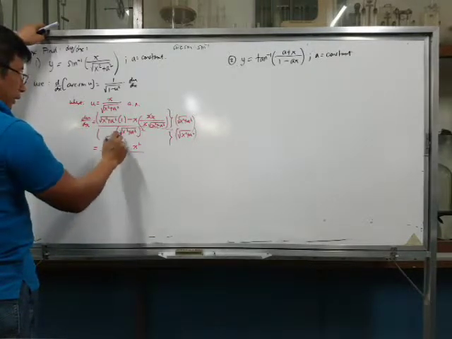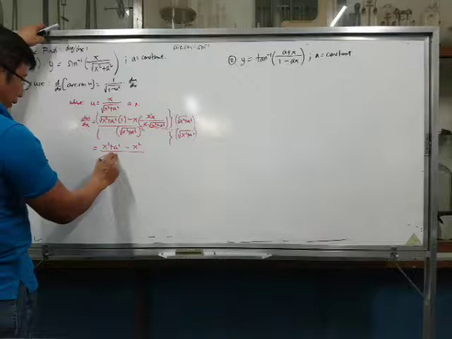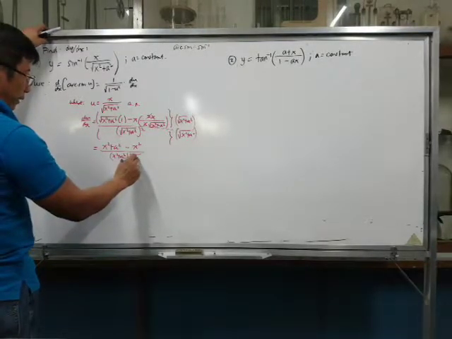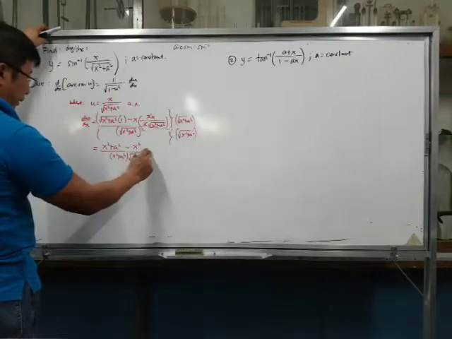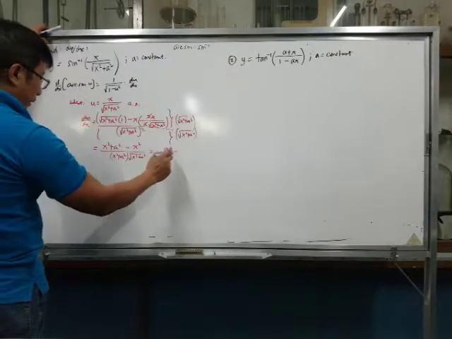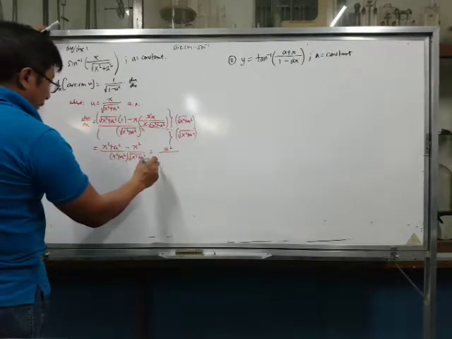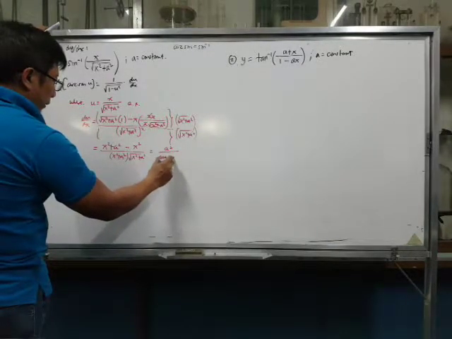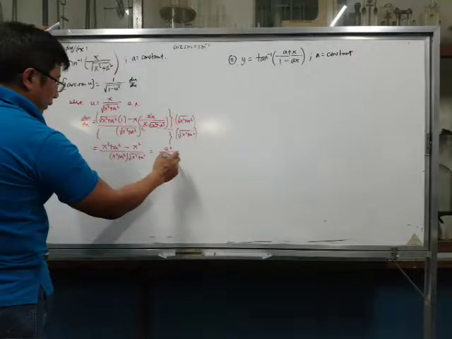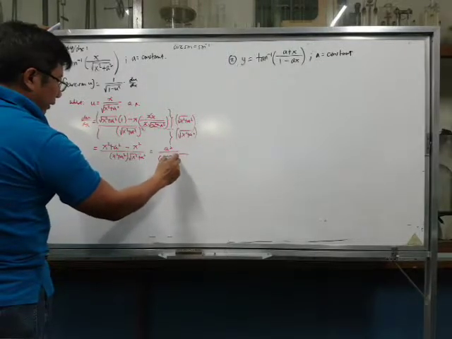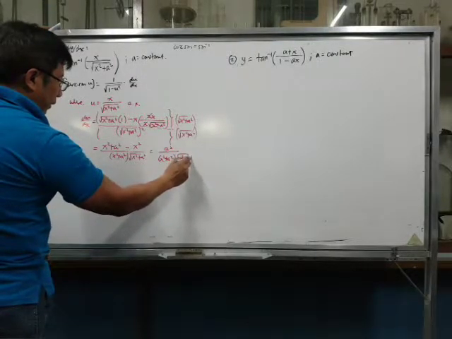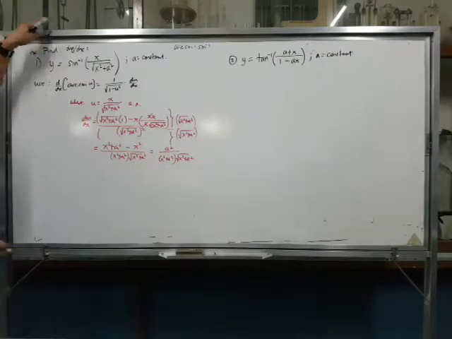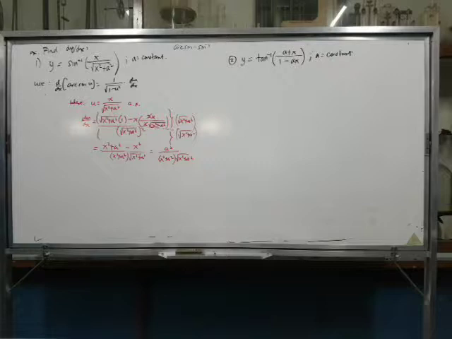And if you square that, this will be x squared plus a squared multiplied by the square root of x squared plus a squared, which of course equals a squared divided by x squared plus a squared raised to 3/2. So we just maintain the square root of x squared plus a squared. Okay, that's it.